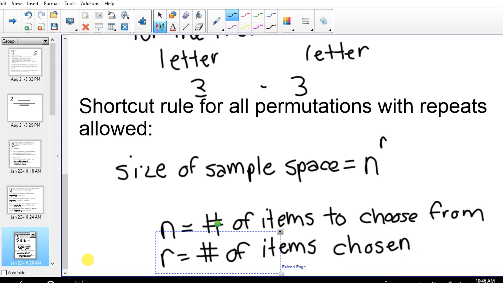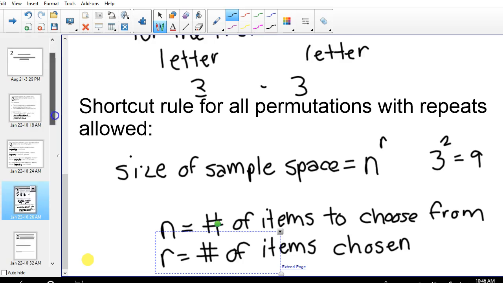So in this case, I had 3 different letters I could choose from, and I chose 2 of them, so I'd do 3 to the second power, which would give me 9. I always just think number of options for the first times number of options for the second. But you can use this formula also. Okay? Questions? All right.